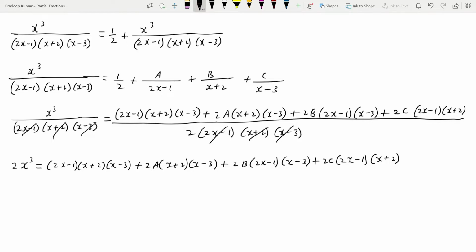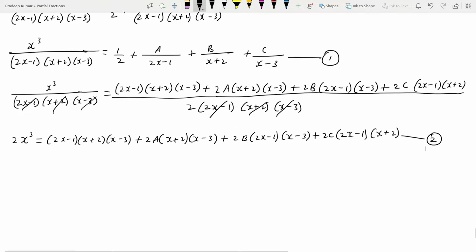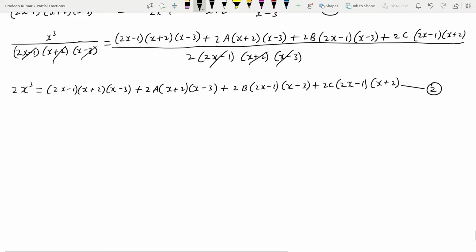Okay, so let's say we'll write this as equation number 1, and we'll write this as equation number 2. Let's solve equation number 2 forward and see what we get.